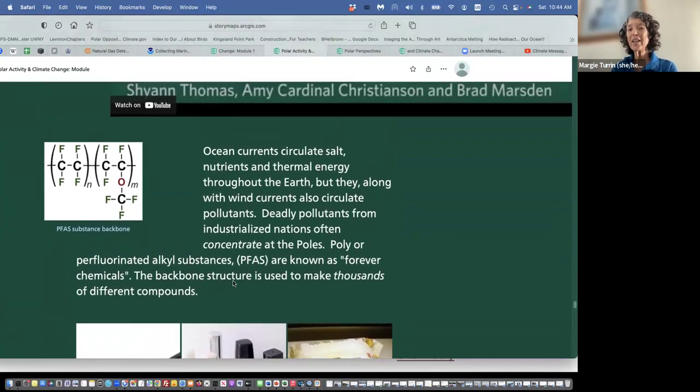And then she got into PFAS, and I don't know how many of you talk about PFAS or even think about PFAS with your students, but it's this forever chemical that is part of our environment at this point, and has really been a topic of conversation because it's in our drinking water, it's just everywhere.